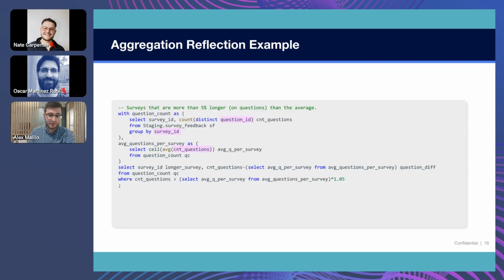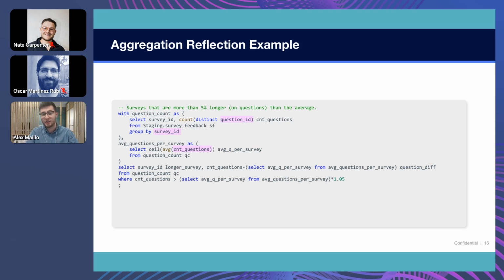So now we can start with another query to see how this works. Here we have a query for the survey data set, which result shows all the surveys that are 5% longer than the average. And to make useful reflections, we must focus on the subqueries.